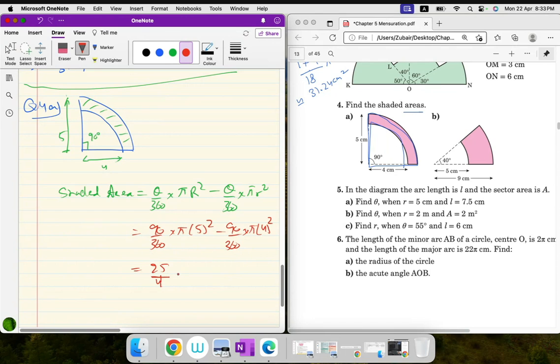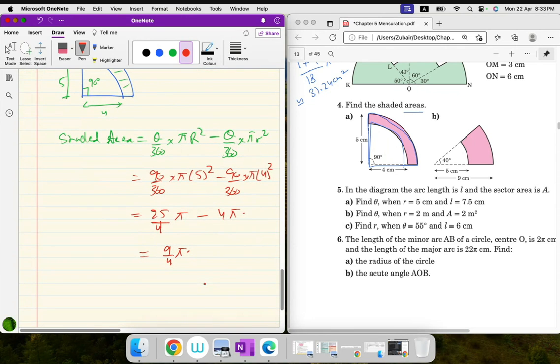5 is 90 divided by 360, getting 9 by 4 pi, which is approximately equal to 7.07 centimeter square up to 3 significant figures.